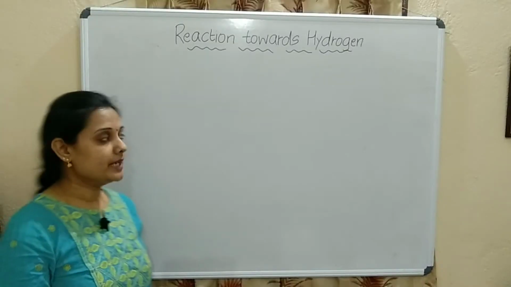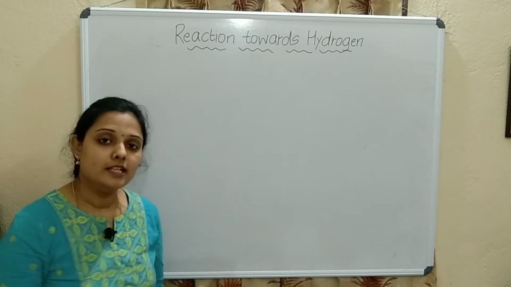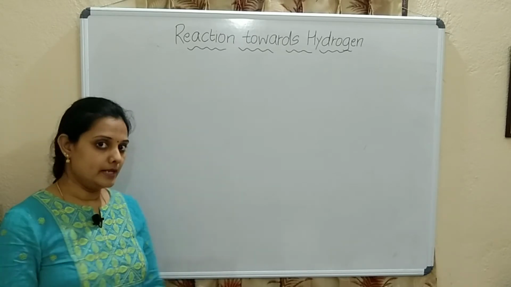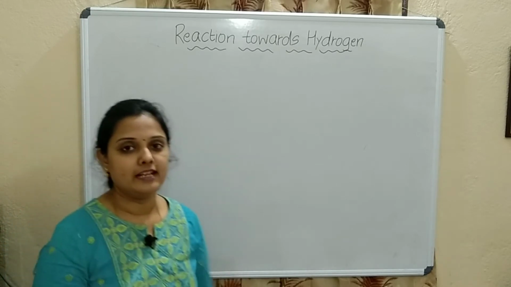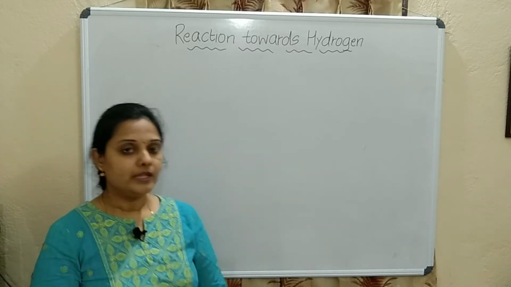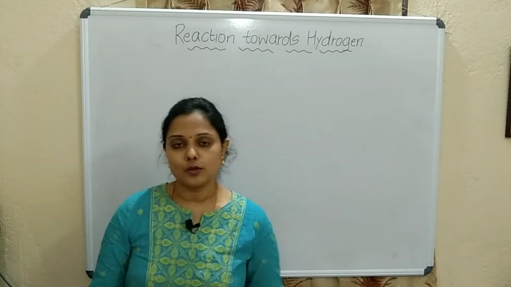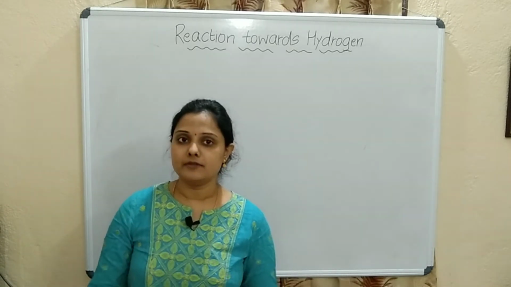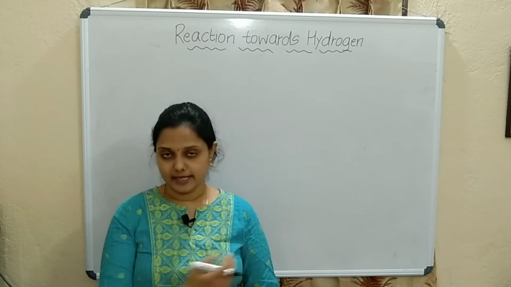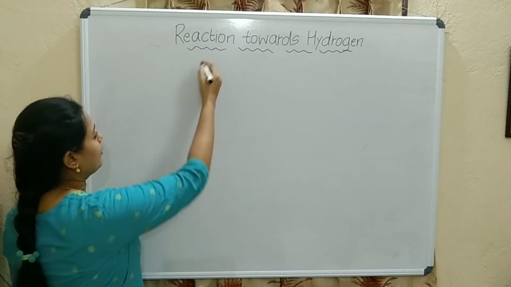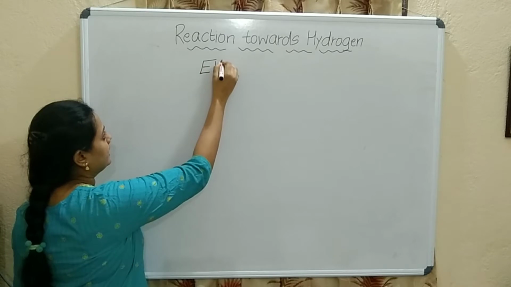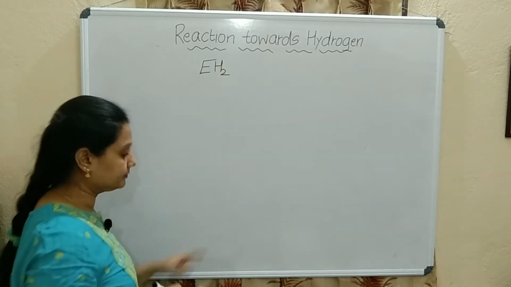Let us see the next topic, reaction towards hydrogen. Group number 16 elements, that is oxygen, sulfur, selenium, tellurium, polonium. Here we are not studying polonium because it is a radioactive element. So group 16 elements react with hydrogen and form hydrides. Now what hydrides are they forming? They form hydrides of the EH2 type.